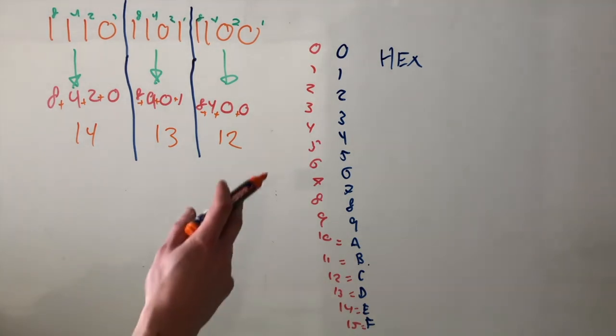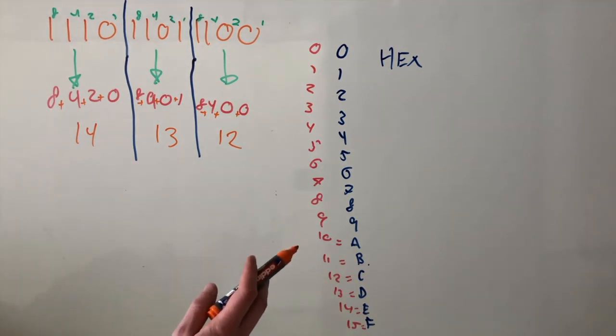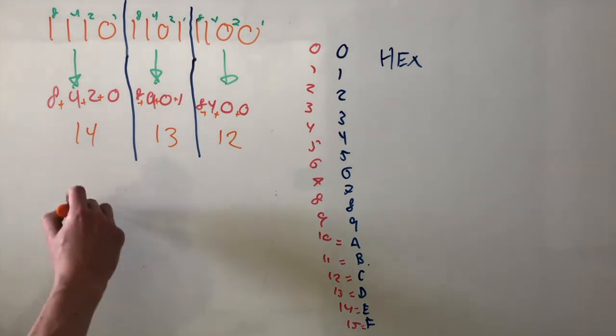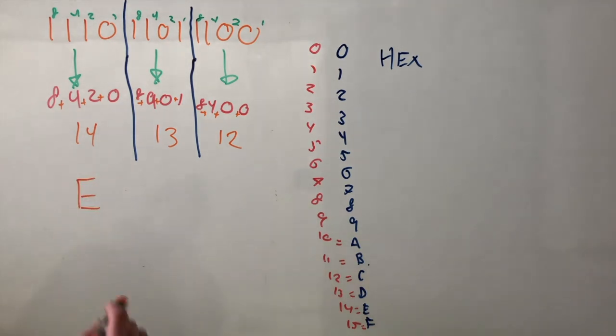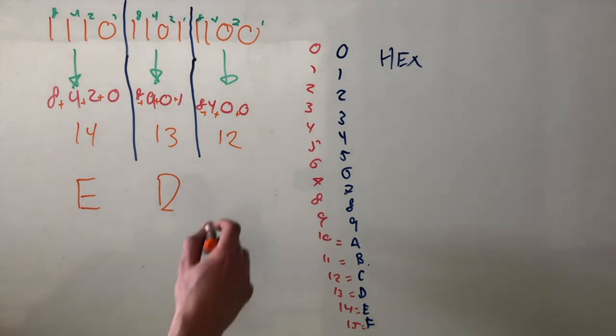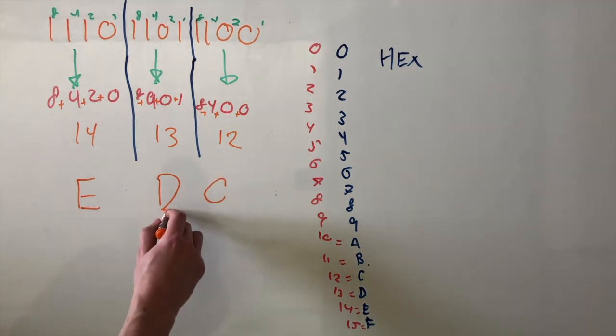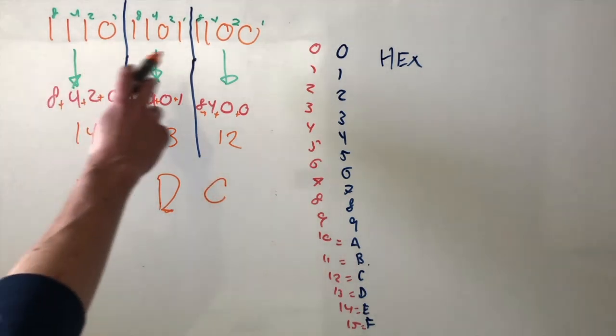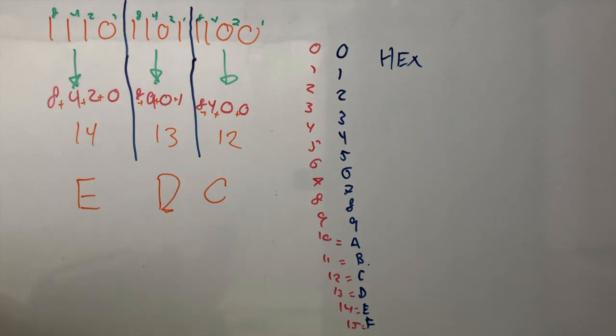Now, each of these can't be represented in the normal binary system, so I'm going to have a look at 14. 14 equals an E. 13 is going to equal a D. And a 12 is going to equal C. So I'm going to end up with this number equaling EDC.